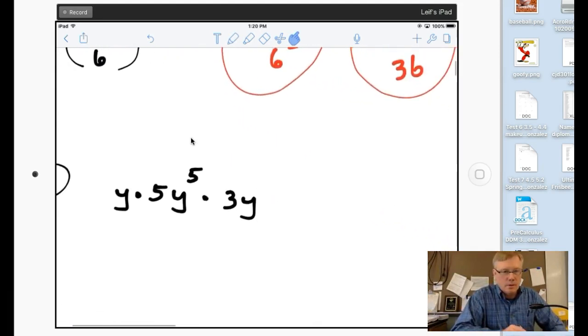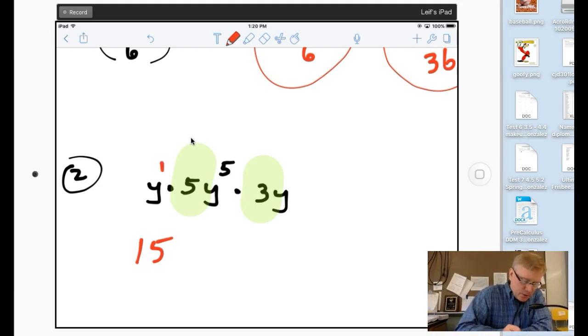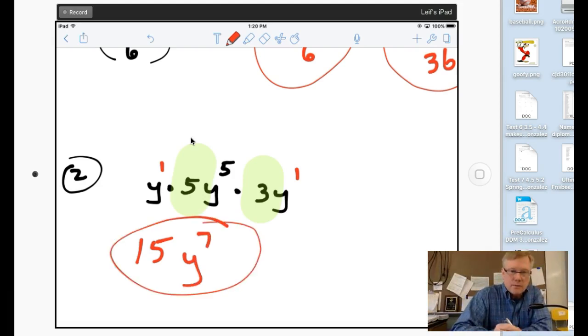Second, this one, I've got several things to combine here. First thing I'm going to do is multiply my regular numbers together. So I got a 5 and I got a 3. If I multiply those together, I get 15. Next, I'm going to add the exponents up on the y's. You got to remember that the exponent on the y, if there's nothing written there, is 1. All right, so I add up the 1, the 5, and the 1 gives me 7. And that's the answer, 15y to the 7th.